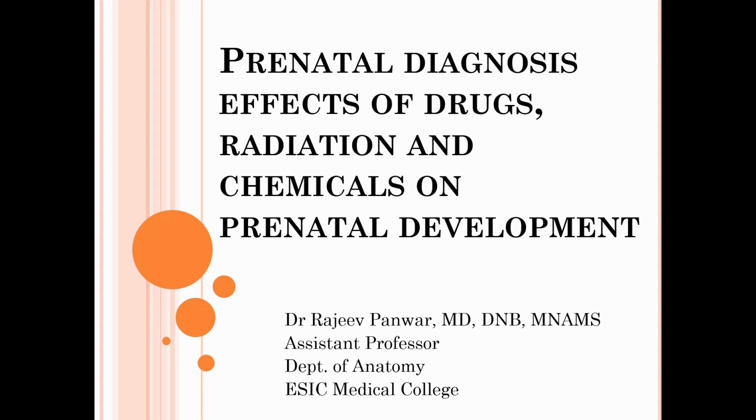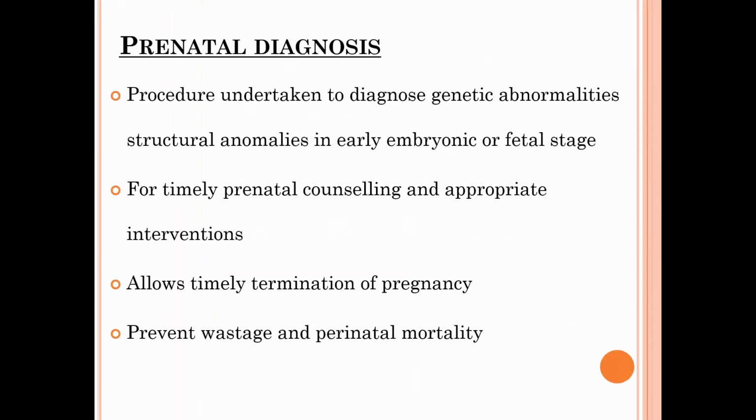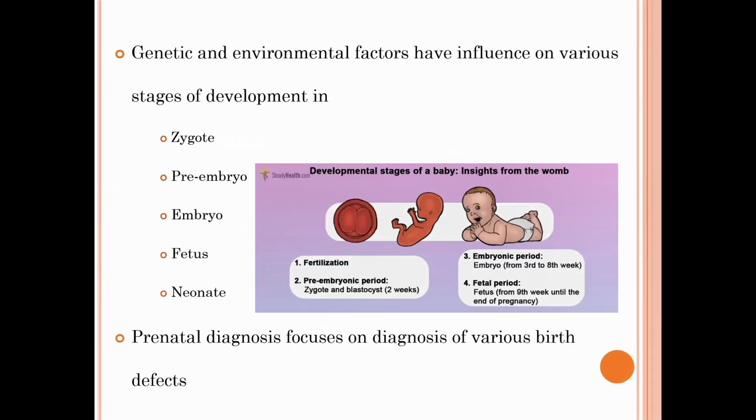Hello everyone. So this is the third class of genetics, that is prenatal diagnosis, effects of drugs, radiation and chemicals on prenatal development. So what is prenatal diagnosis? It includes the procedures undertaken to diagnose genetic abnormalities and structural anomalies in the early embryonic or fetal stage for timely prenatal counseling and appropriate interventions, allow timely termination of pregnancy, and prevent wastage and perinatal mortality.